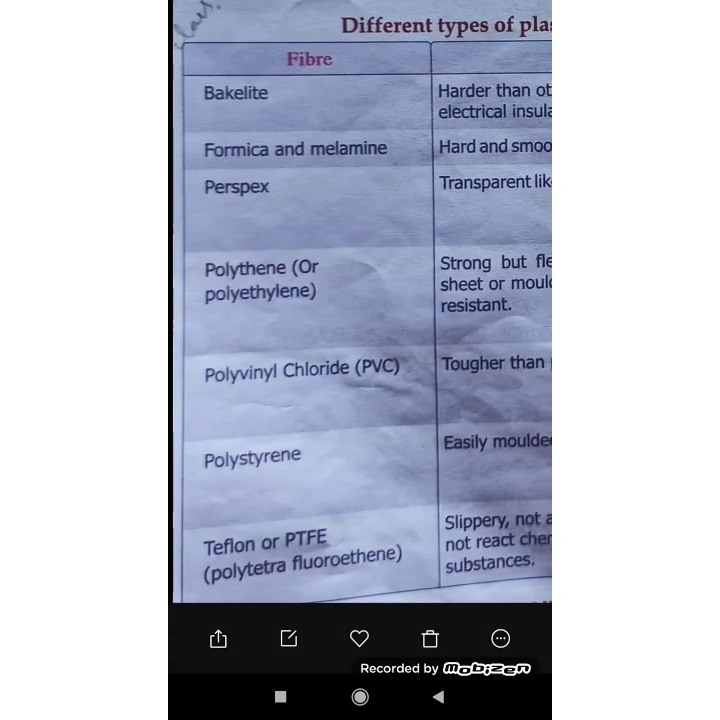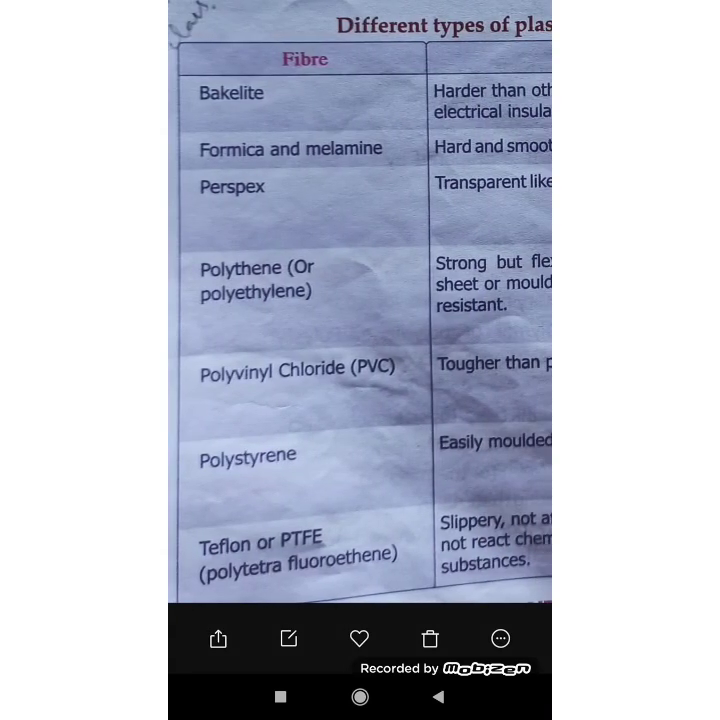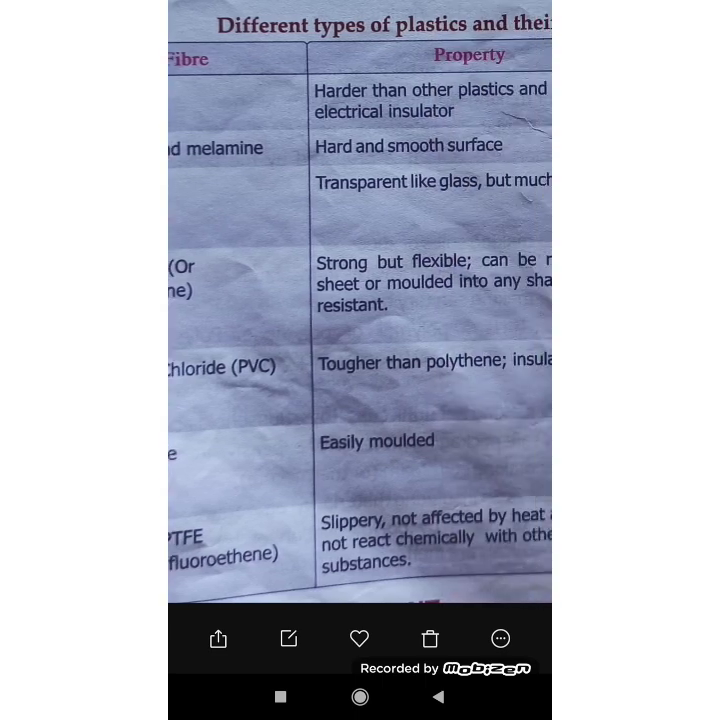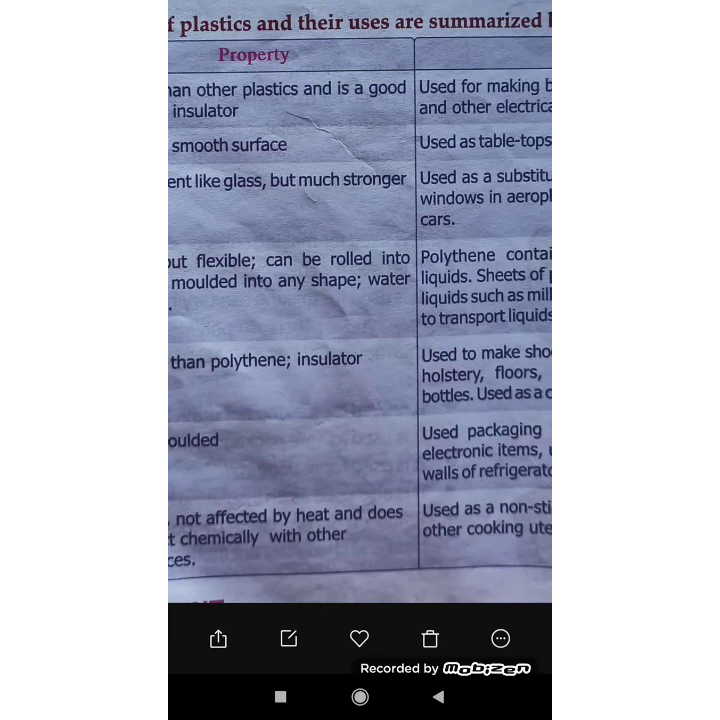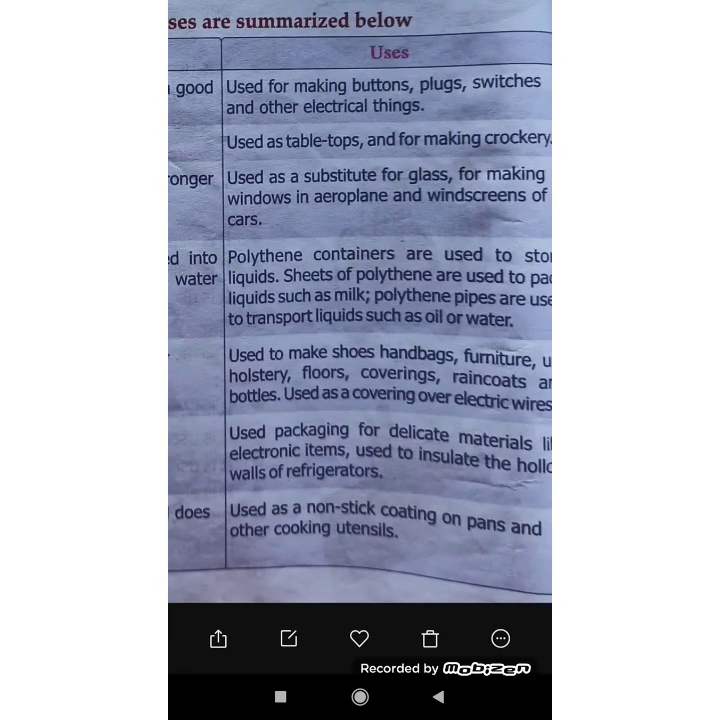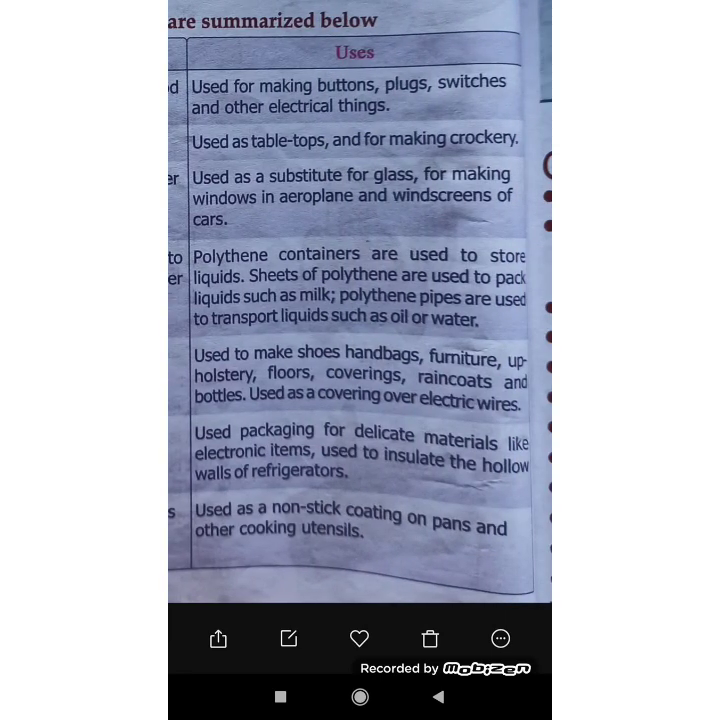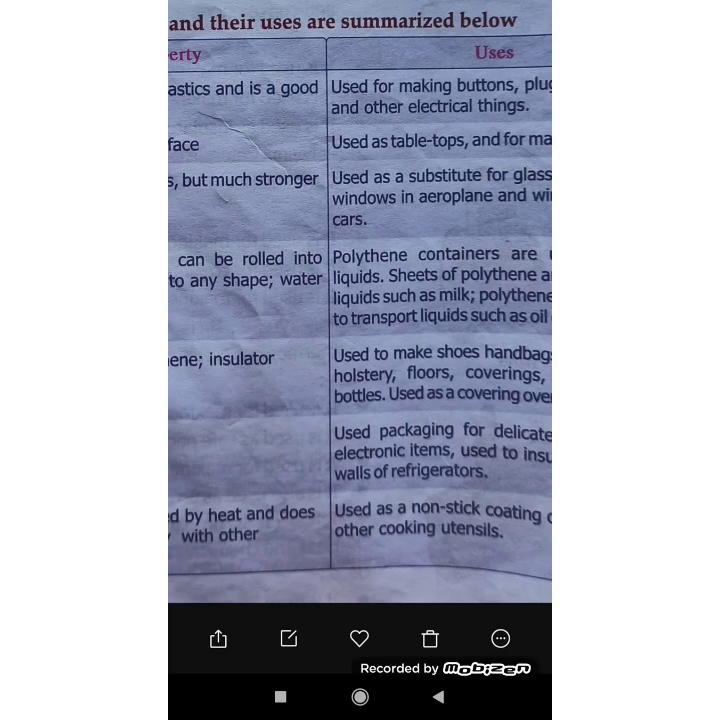Next one is polyvinyl chloride, PVC. It is tougher than polythene. It is an insulator. It is used to make shoes, handbags, furniture, upholstery, flowers, coverings, raincoats and bottles. It is used as a covering over electric wires.